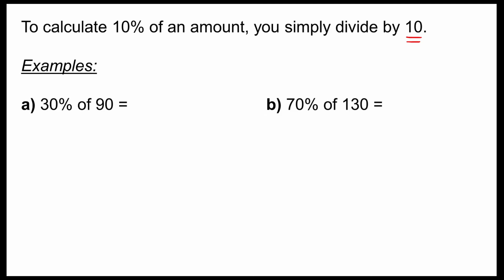So let's have a look at our first example, which is asking us to work out 30% of 90. We're going to start off by working out 10% of 90. So we said yesterday to get that we would take 90 and divide by 10, which gives us an answer of 9. Now, because I actually want 30%, I know that 30 is 3 lots of 10. So what I need to do is take my answer for 10%, which was 9, and times it by 3. 9 times 3 I know is 27, so I know that 30% of 90 is 27.